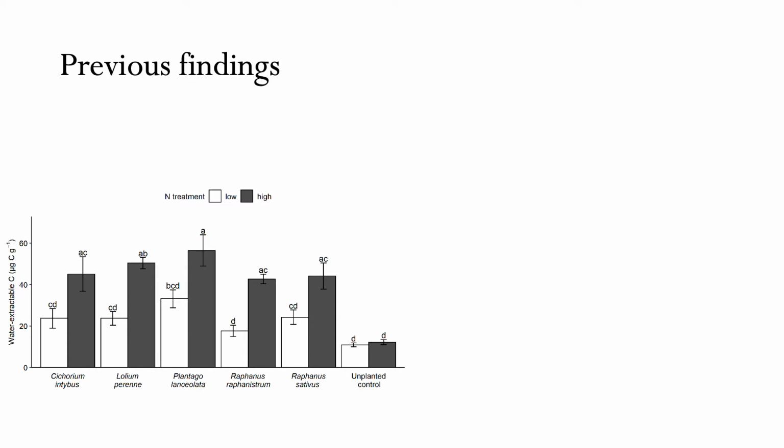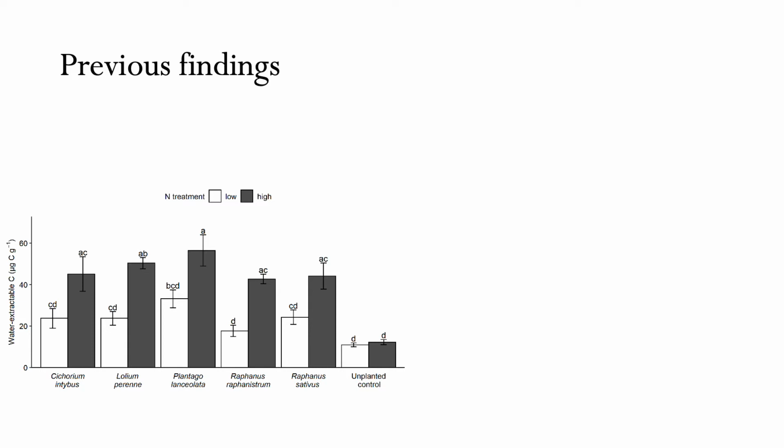These are some of my previous findings, where I investigated the effects of different grassland plant species on nitrification rates. As part of that study, I measured the concentration of water extractable carbon in the soil of these plants. The plants are on the x-axis of this bar plot and the water extractable carbon on the y-axis. I had treated these plants with two different rates of nitrogen, one low and the other high, to see how the plant and soil system responds to this.